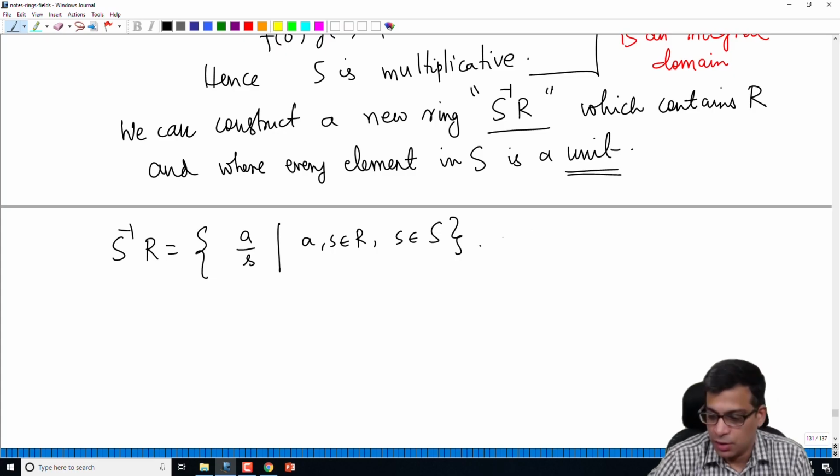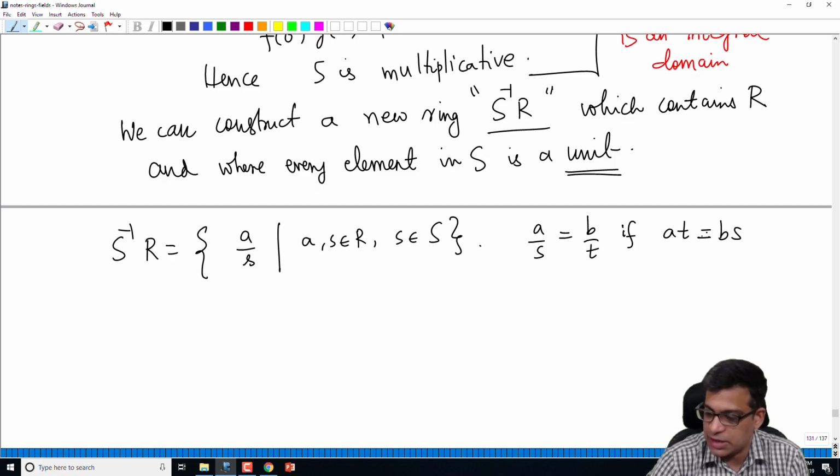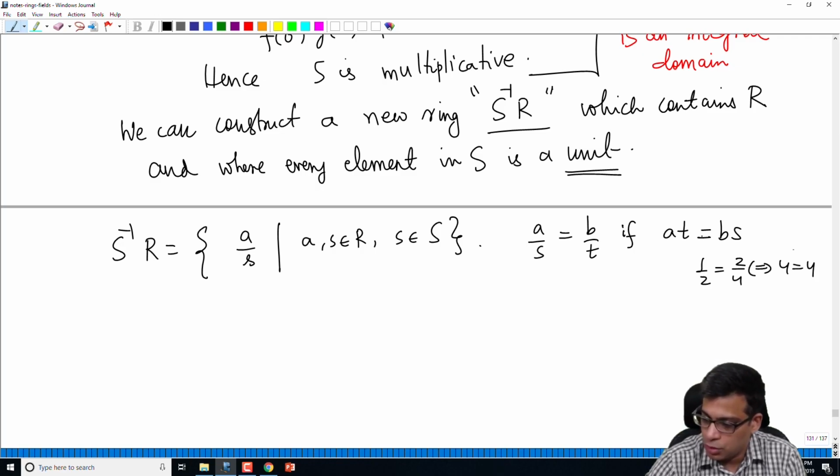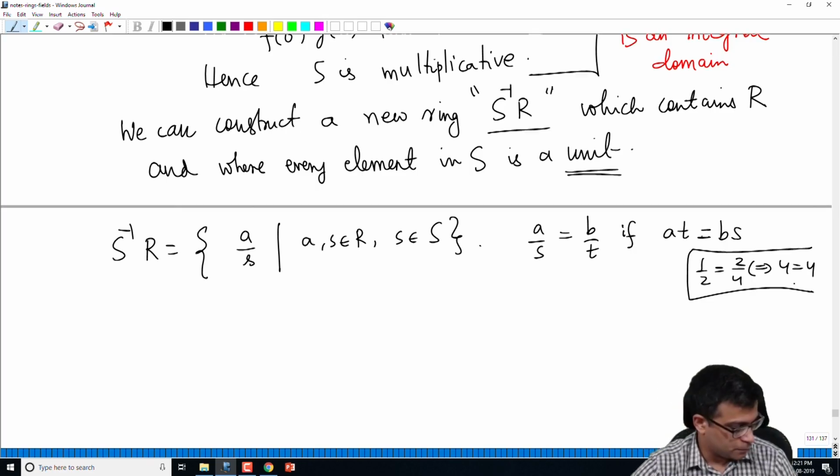As for equality, A by S will be considered equal to B by T if AT is equal to BS. Just like for rational numbers, 1 by 2 is equal to 2 by 4, because 4 equals 4. The same idea I am applying. So two ratios are considered equal if their cross products are equal.